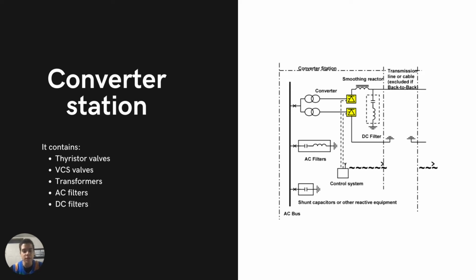We also have the DC filters. These ones are used to reduce the disturbances that are created by the high voltage direct current converters.